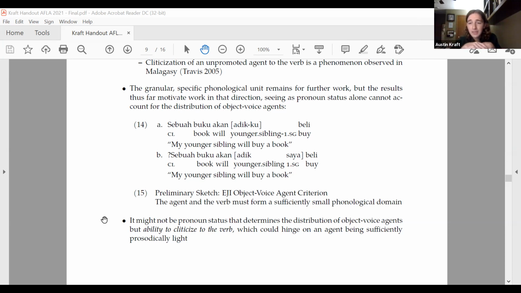The contrast in 14A and B is a strong illustration that just by modulating whether you have adikku or adiksaya, where you have this possessor as a full word in 14B, is the only factor that leads to this degraded judgment. So I present a preliminary sketch that the object voice agent in East Javanese Indonesian and the verb must form a sufficiently small phonological domain, the specifics of which are to be determined in further work.